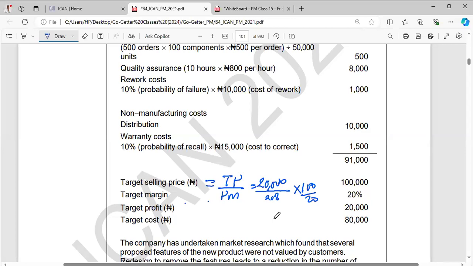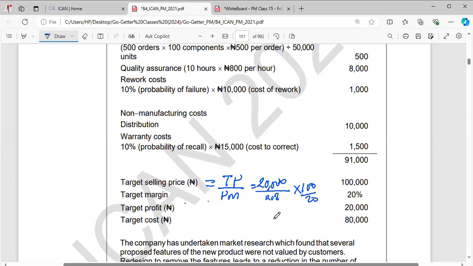So I just have to say this because sometimes you may not expect to get selling price and target profit or target margin. They might just give you selling price, target margin. That's all. So you'll be the one to find the selling price, and you'll be the one to find the target profit and the cost target. Sometimes they might not give you selling price. They might just give you profit and target margin. So you have to convert.